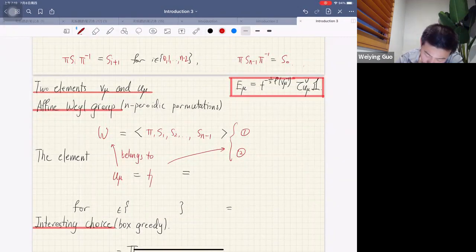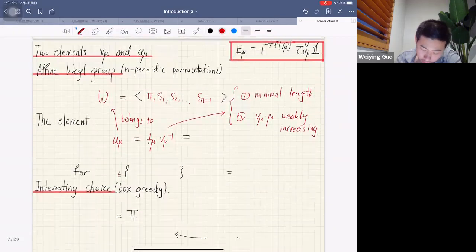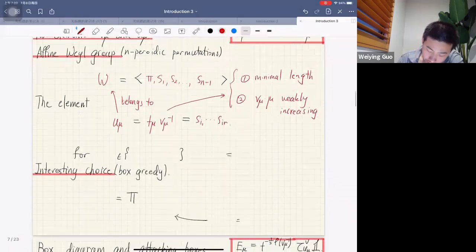The element U mu belongs to the affine Weyl group, and is defined to be T mu V mu inverse. V mu is the minimal length element. Again, we remind ourselves what V mu is, such that V mu mu is weakly increasing. In particular, we can choose some reduced word, for example S i1 to S ir, for ik inside of pi, 1 to n minus 1.